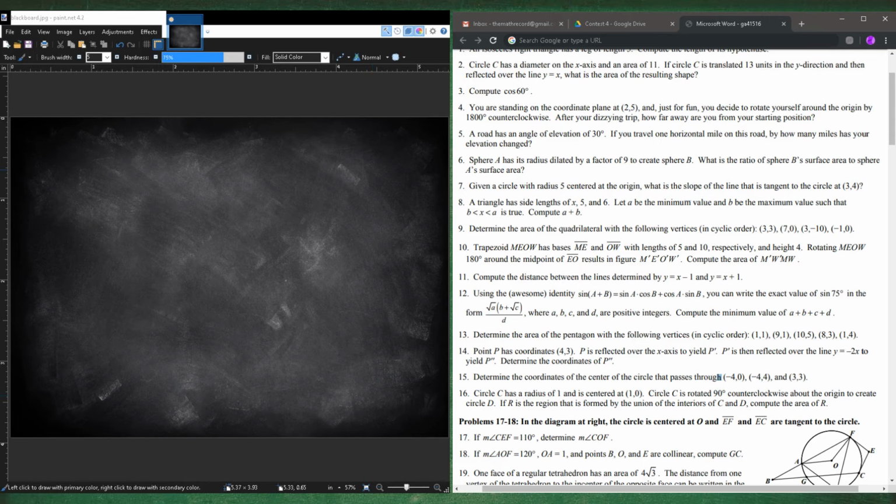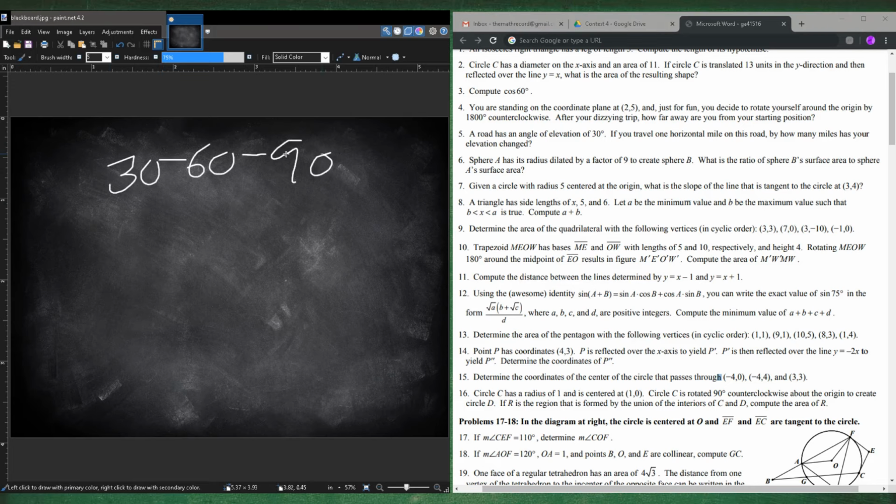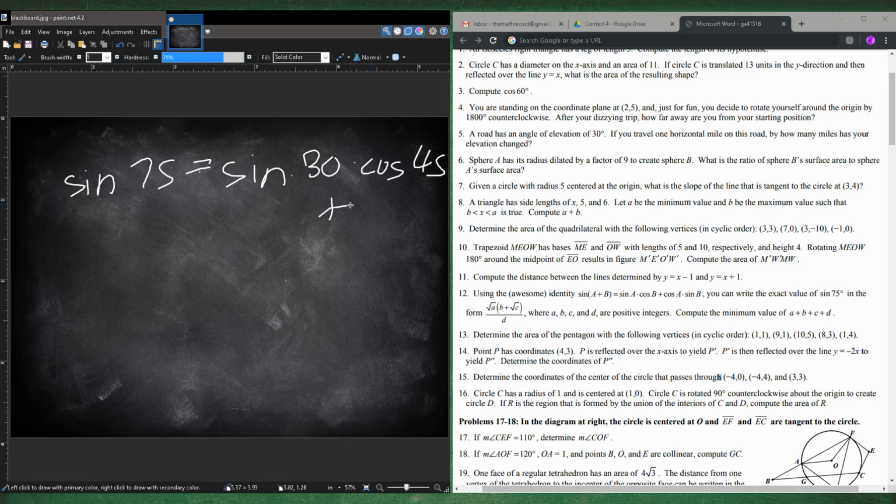So we're given this identity. What values of a and b can we put together to make 75? Well, if you know your unit circle, you only know 2 triangles, which are the 30, 60, 90 and the 45, 45, 90. So these are the 2 angles you're going to use, the 30 and the 45, which add up to 75 perfectly. So we have sine of 75, which is sine of 30 times cosine of 45 plus cosine of 30 times sine of 45.